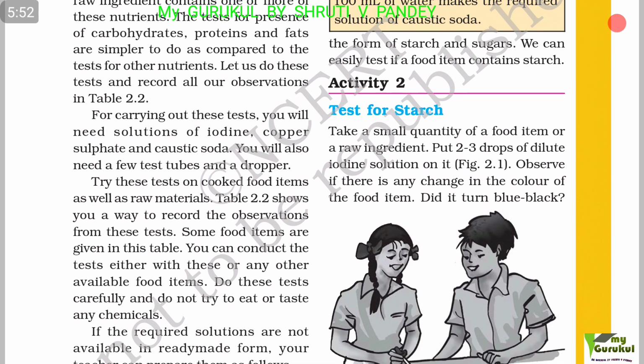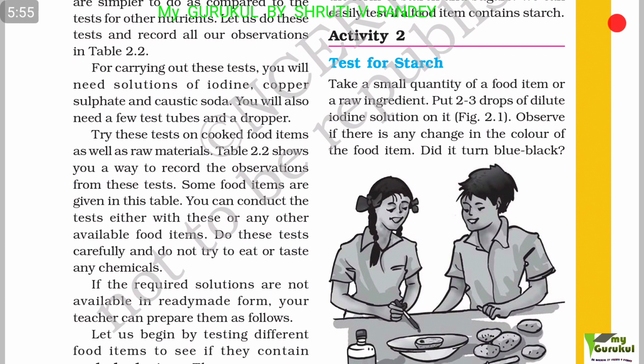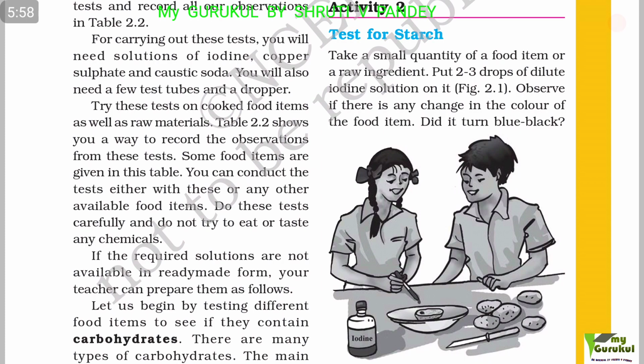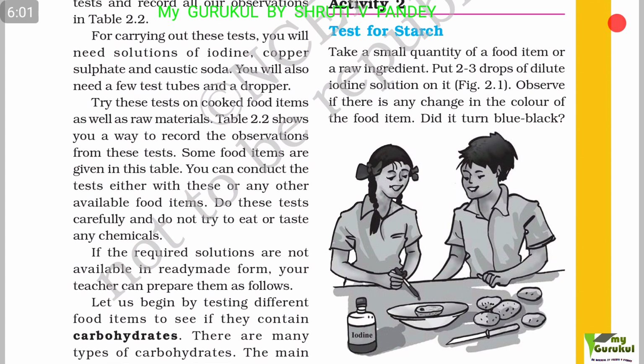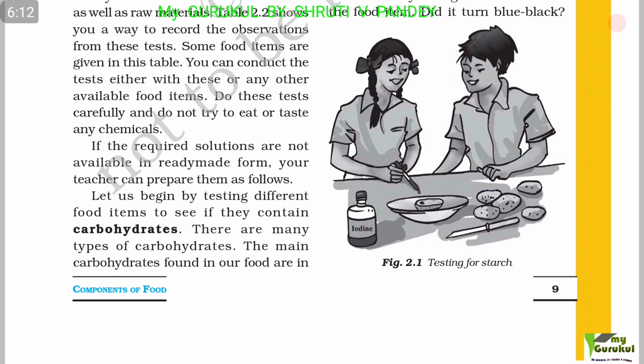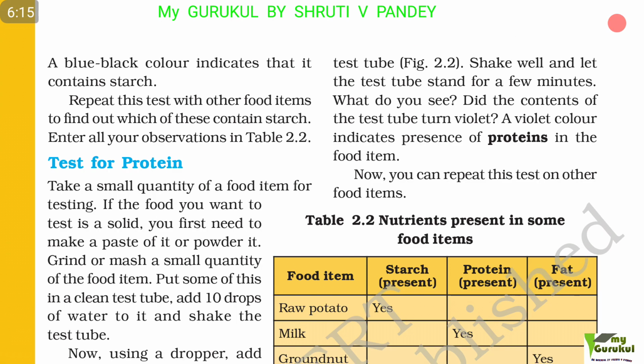Activity 2: test for starch. Take a small quantity of a food item or a raw ingredient. Put 2-3 drops of dilute iodine solution on it. Observe if there is any change in color of the food item. Did it turn blue-black? A blue-black color indicates that it contains starch. Repeat this test with other food items to find out which of these contain starch. Enter all your observations in table 2.2.